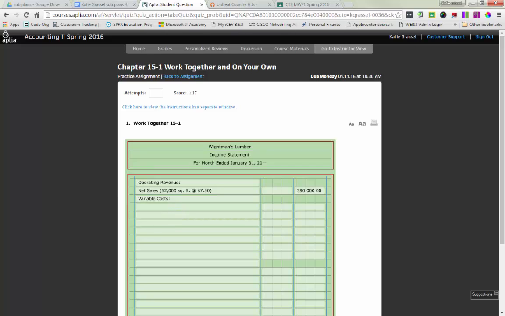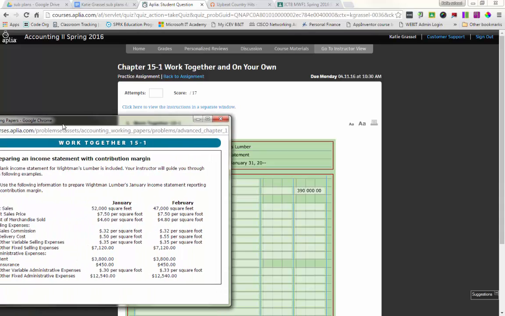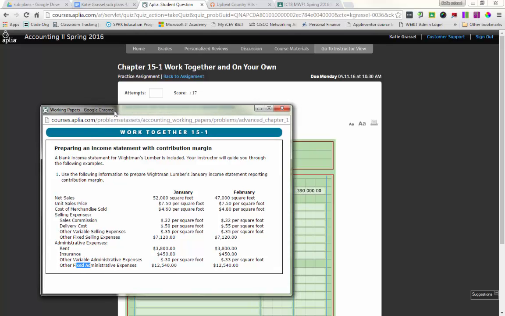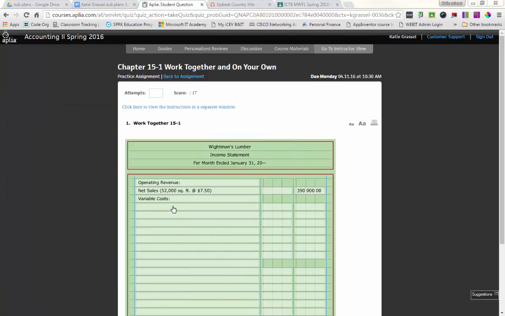When we take a look at our variable cost, we have to go through and determine our cost of merchandise sold, our sales commissions, our delivery cost, other variable selling expenses, other variable administration expenses. And then we're going to take a look at this one right here is a fixed, rent is fixed, insurance is fixed, and this is fixed. So right here you have to look at these and you have to determine, is this going to be a variable or a fixed cost.